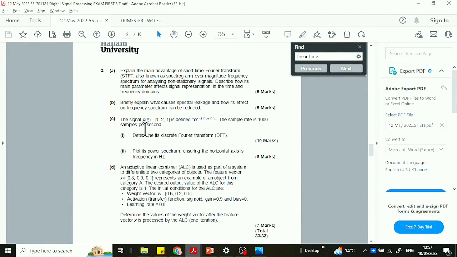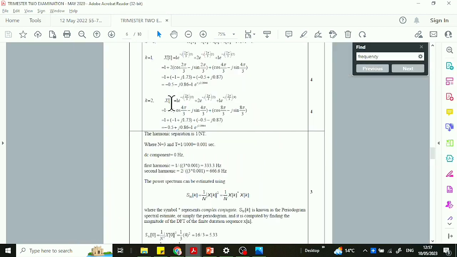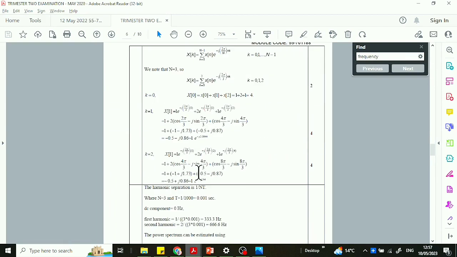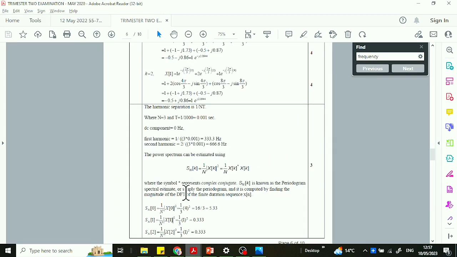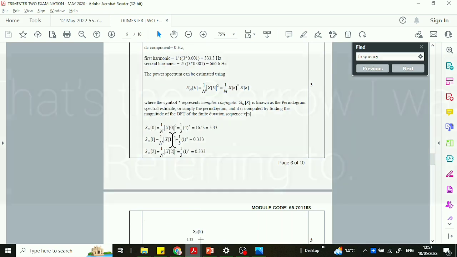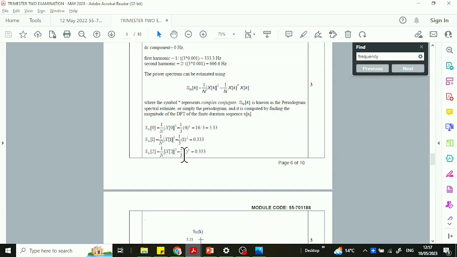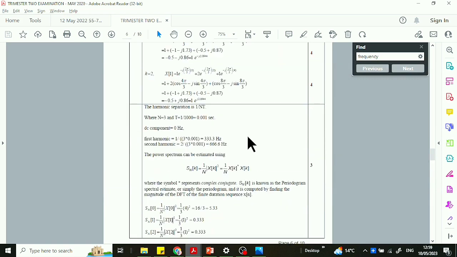Now, it says, now watch this please. It says the signal is x equal to 1, 2, 1. That is where you got these substitutions. This 1, 2, 1 comes from x of 0 is 1, x of 1 is 2, x of 2 is 1. That's where the 1, 2, 1 came from. Okay, so that's that. Let's go back to our map.